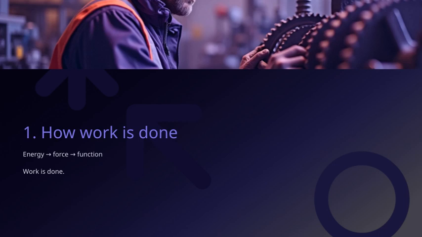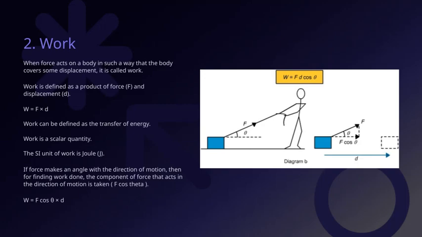And that's how work is done. It's a fundamental concept that helps us describe a lot of physical phenomena in a clear, measurable way. When we talk about work in physics, it's important to understand that it involves force, displacement, and the angle between them. The formula W equals F cos theta times d illustrates this clearly.